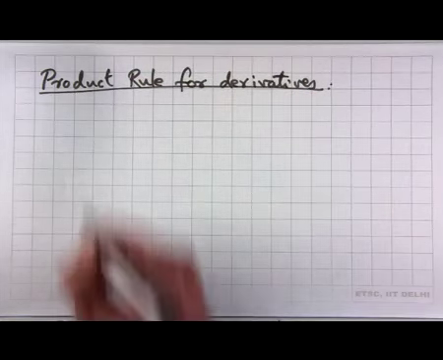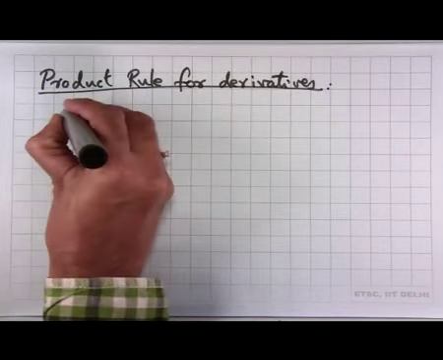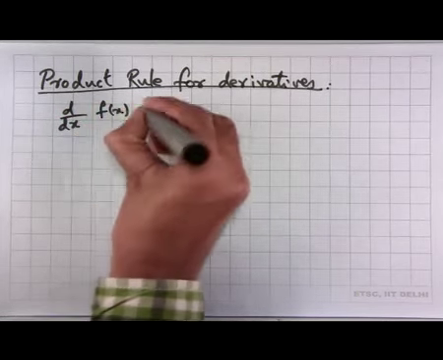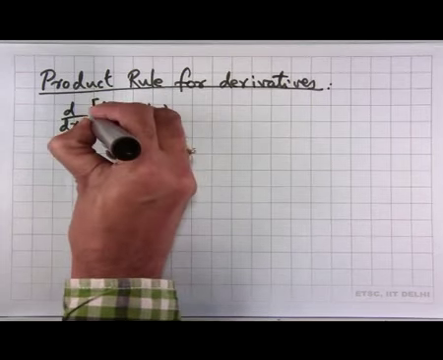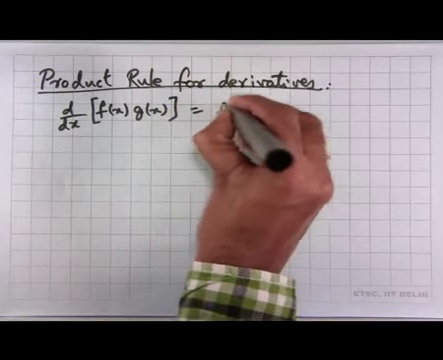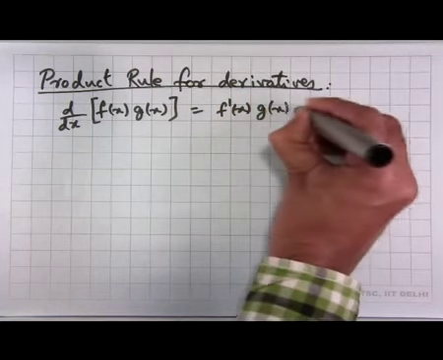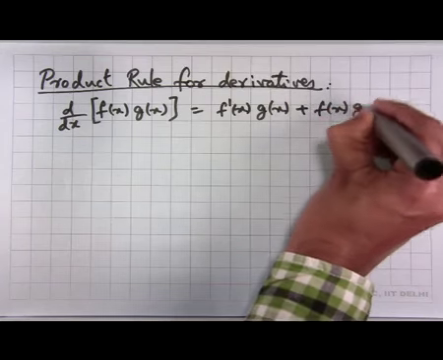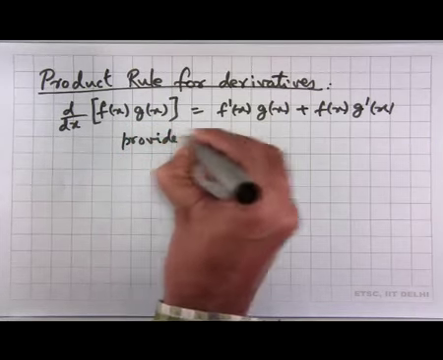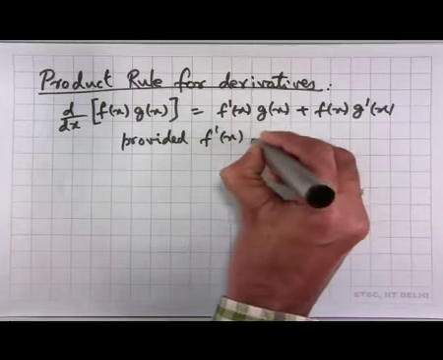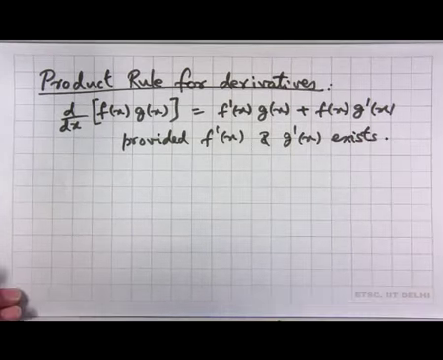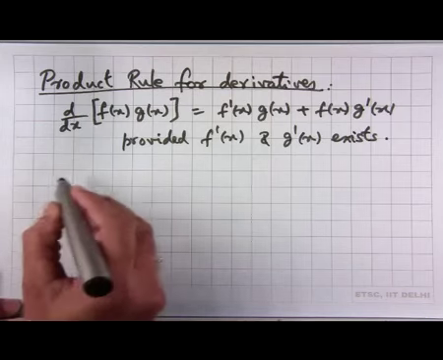So, what this says is that if I take two functions and look at the product, d by dx of f x times g x is equal to f prime x times g x plus f x times g prime x, provided f prime x and g prime x exist. So, we will prove this.